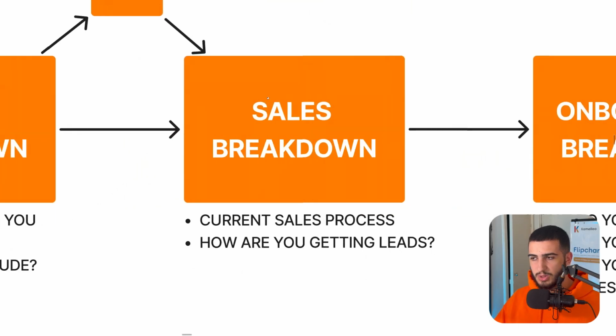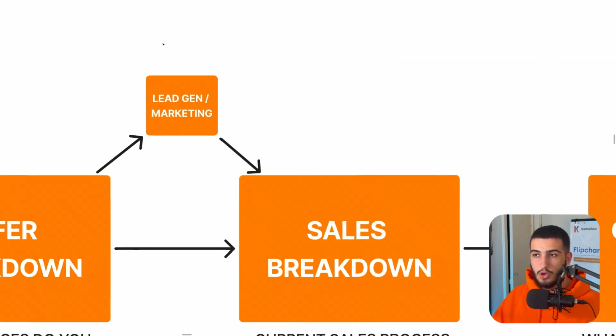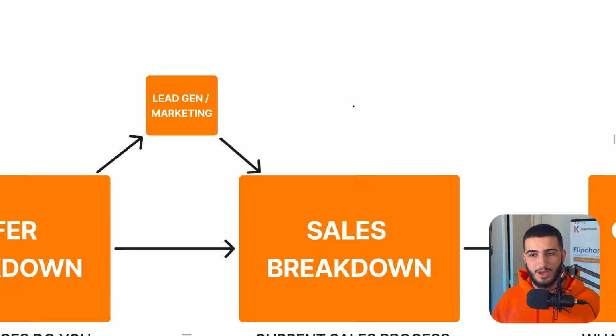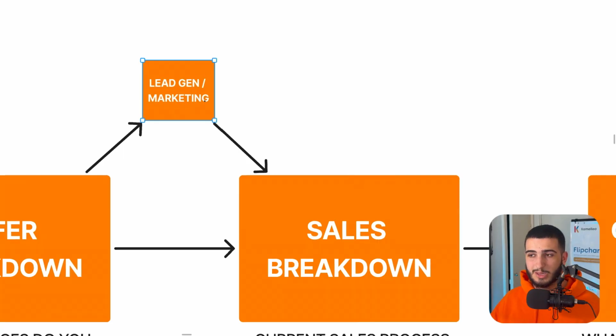Then we move over to the sales breakdown. Now, I will say we are not really seeing the lead gen and marketing side of things. And honestly, that's because most of the agencies that we actually work with are marketing agencies, so they already have that stuff figured out. It's not my place to interfere and tell them what to do if it's their expertise. But if you don't have a process mapped out in terms of how you're actually getting leads within your sales cycle, then I also recommend mapping that out to get a really, really clear understanding.